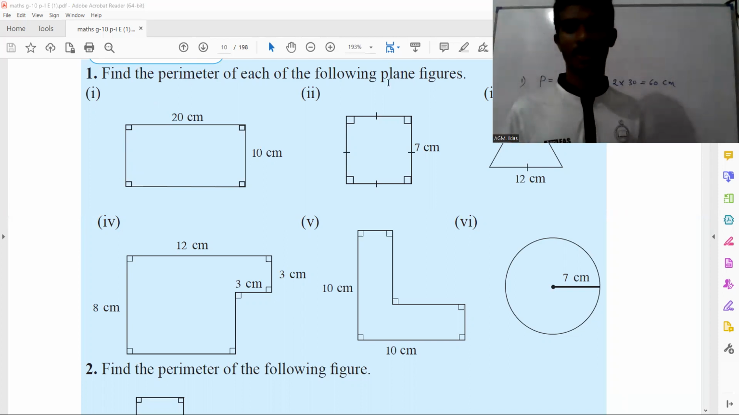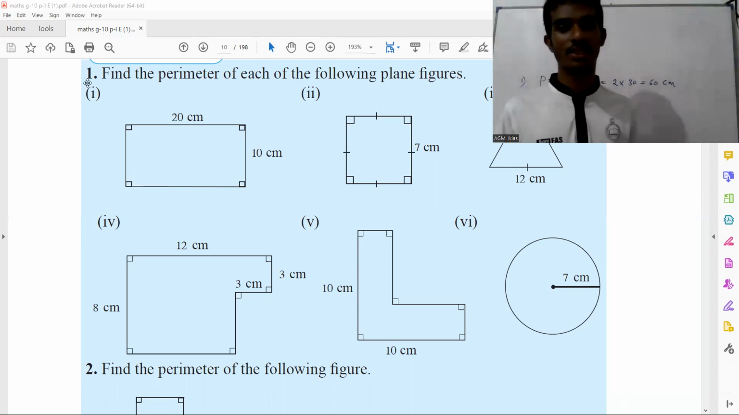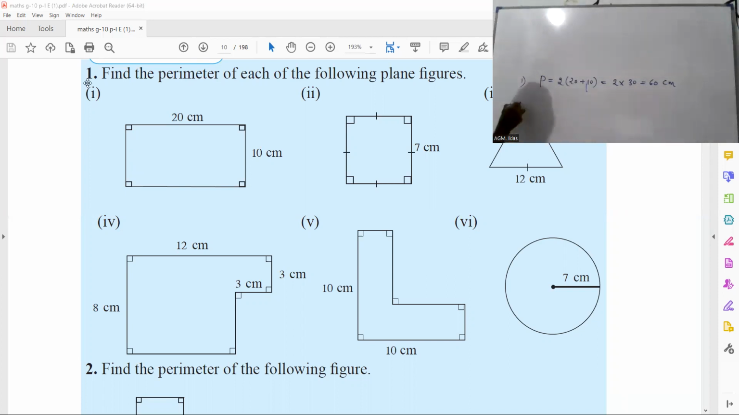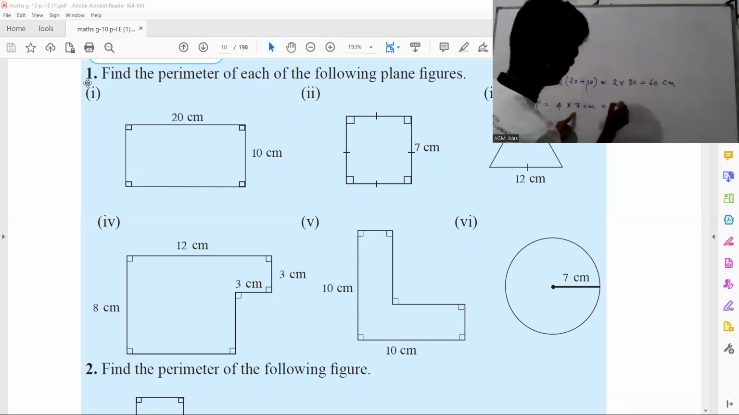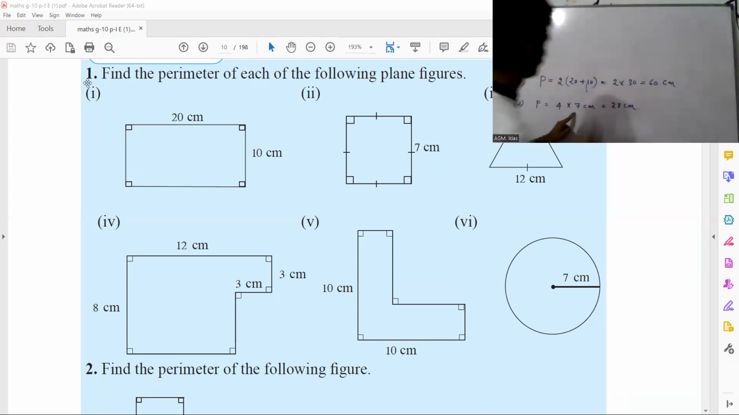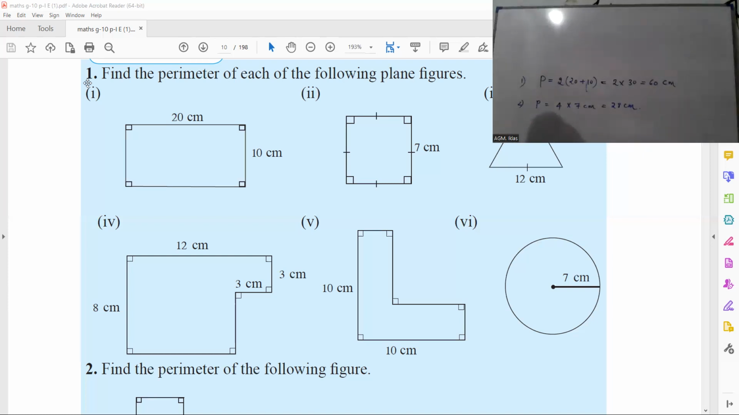And the second question, here you can see that it is a square. So for the second question, perimeter is equal to 4 into the length of one side of the square. So it is 7 centimeter. So the answer is 4 into 7, 28 centimeter. So this is the answer for the second question.